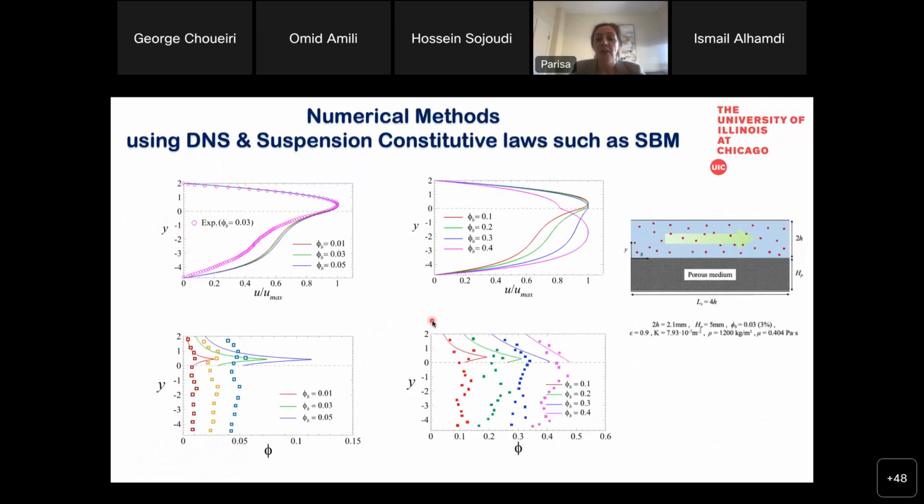Here are some of those numerical methods and DNS with the suspension balance model. And then we matched all of them with the results that we got from PIV, PTV, and MRI. So this is a velocity profile and another velocity profile. These are for concentrations from 1 to 5%. That shows all of those results from the numerical method, and the pink circles are the experimental results from the PIV.